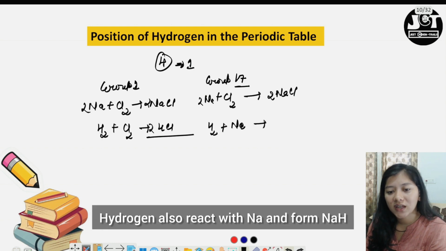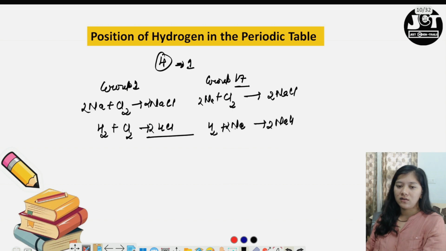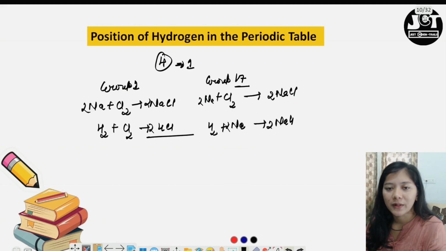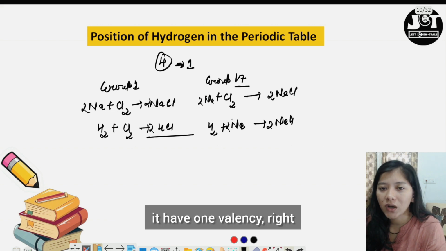Hydrogen also reacts with Na and forms NaH. We can balance it. Now, how is that even possible? Actually, hydrogen has a tendency, it has one valency, right?